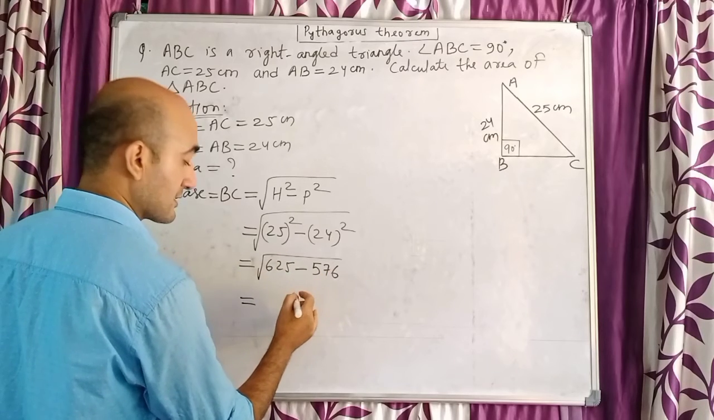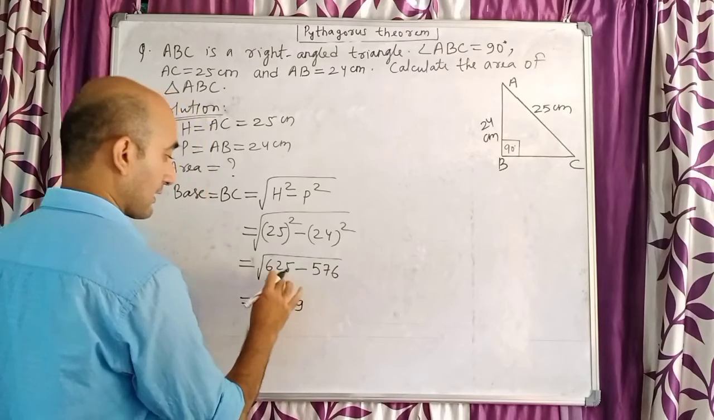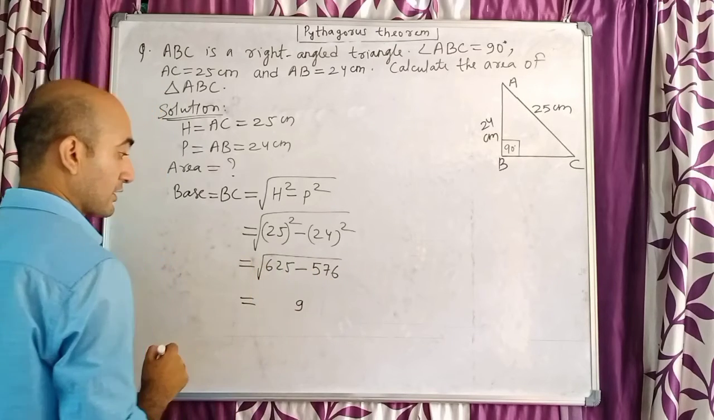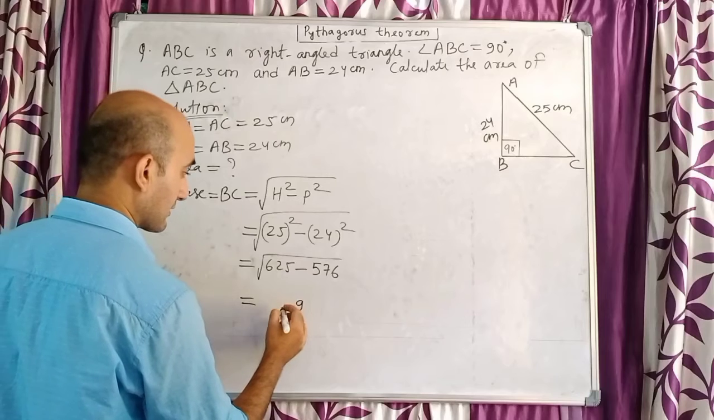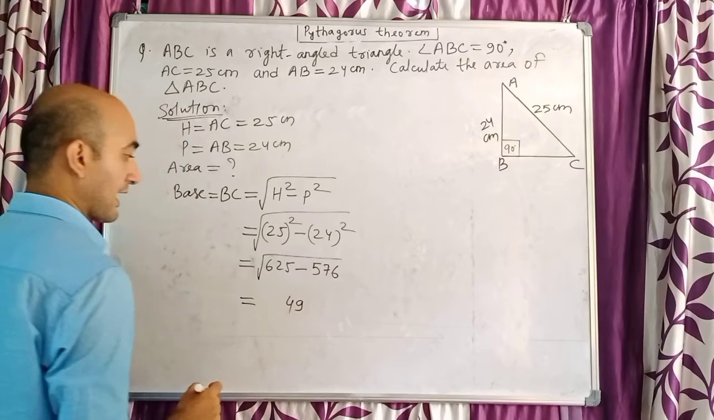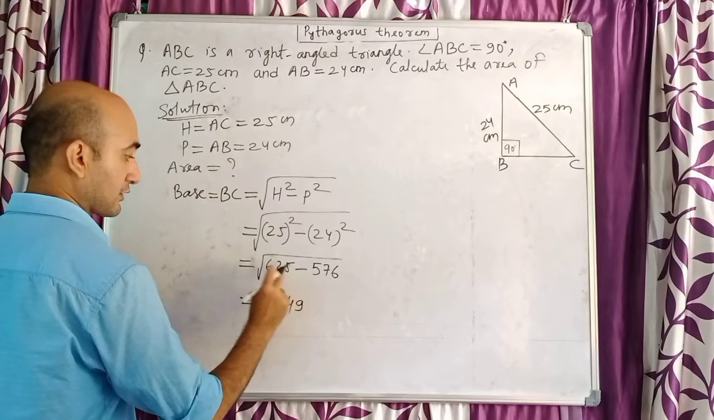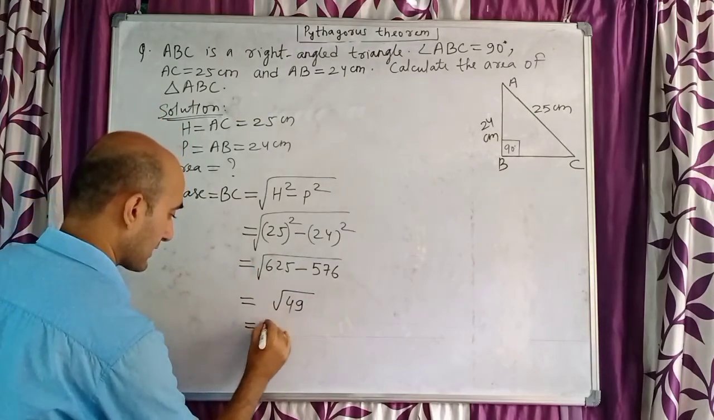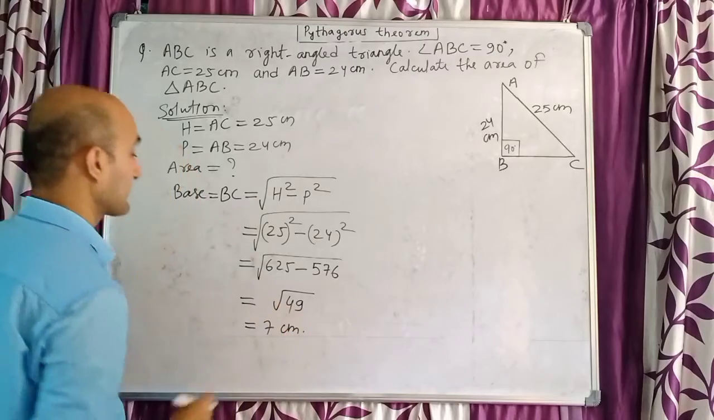So 576. Now if you subtract, 15 minus 6 is 9. Now here it has become 11. 11 minus 7 is 4. And 6. Now this has become 5 minus 5 is 0. So 49. So your base is 7 centimeter.